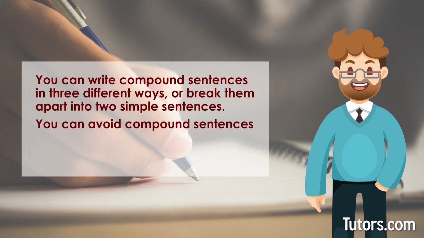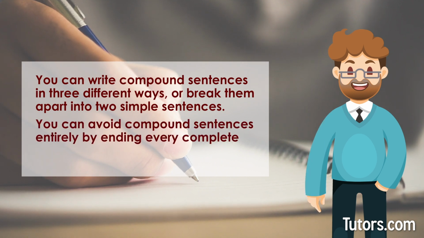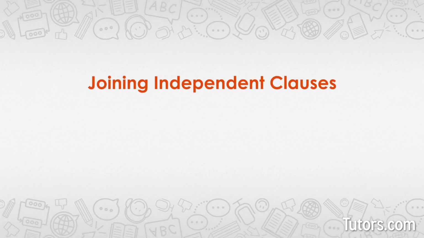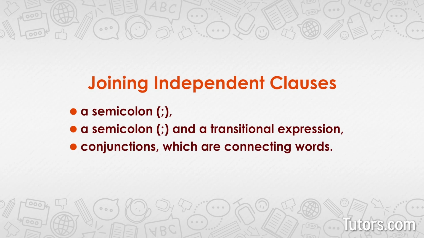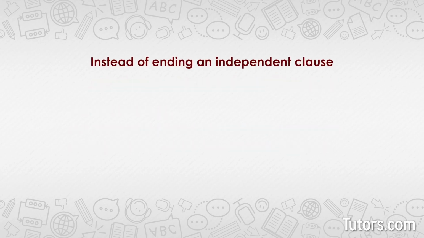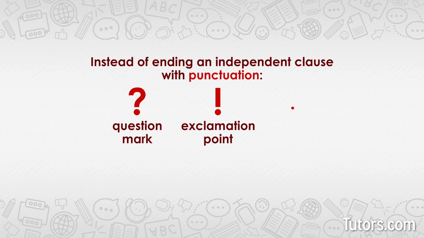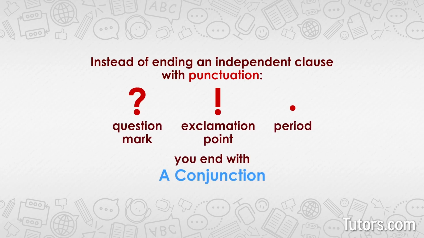You can avoid compound sentences entirely by ending every complete thought with a period. Joining independent clauses requires either a semicolon and a transitional expression, or conjunctions, which are connecting words. Instead of ending an independent clause with punctuation, question mark, exclamation point, period, you end with a conjunction.